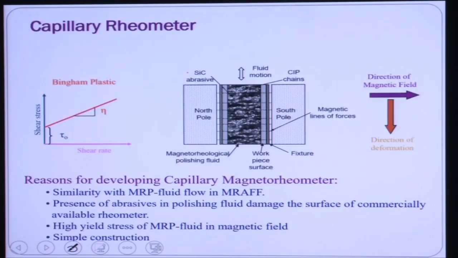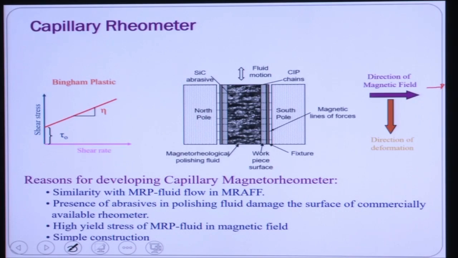Different rheometers were tried. Initially we tried a capillary rheometer. The advantage of using a capillary rheometer is that it is very cheap to make, easy to make, and easy to use. It also has a certain similarity to our finishing process, the MRFR finishing process.